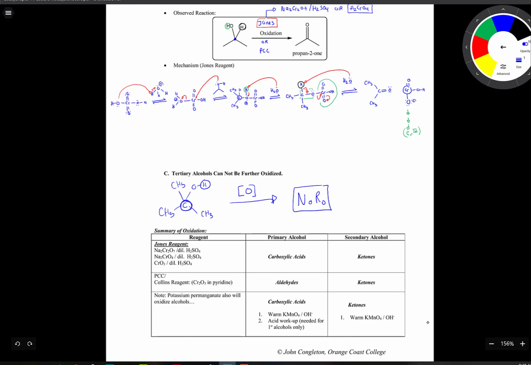Otherwise, you'd draw something like this if you tried to do it. So you lose that H. So this cannot occur. That should make you feel kind of nauseated.